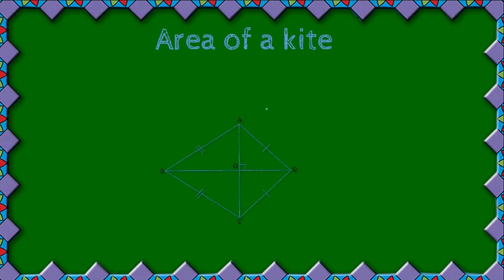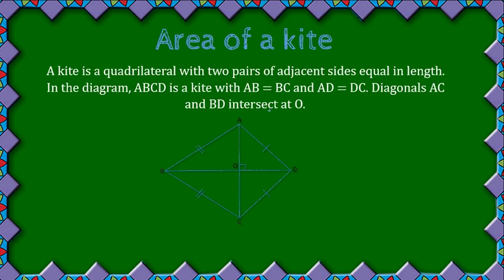And then we have the area of a kite. A kite is a quadrilateral with two pairs of adjacent sides equal in length. In the diagram, ABCD is a kite with AB equal to BC, and AD equal to DC. Diagonals AC and BD intersect at O. Now to get the area of this, we're going to divide it into two triangles. We've got this triangle, so that's going to be the area of triangle ABC plus the area of triangle ACD.